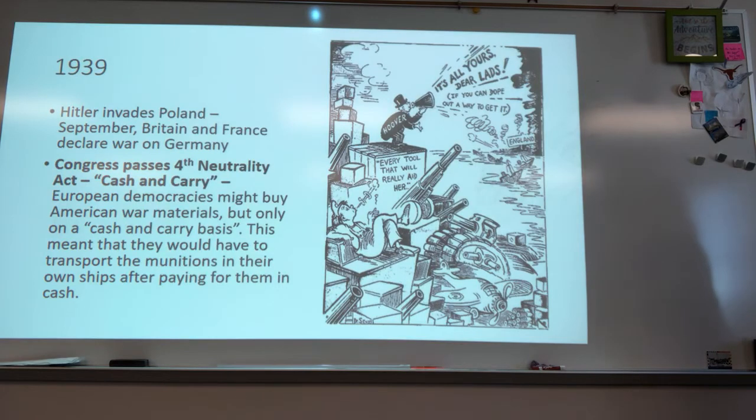Hitler invades Poland. He wanted more. And this is what's officially going to start World War II off. So, Congress will pass the Fourth Neutrality Act. It's called cash and carry.